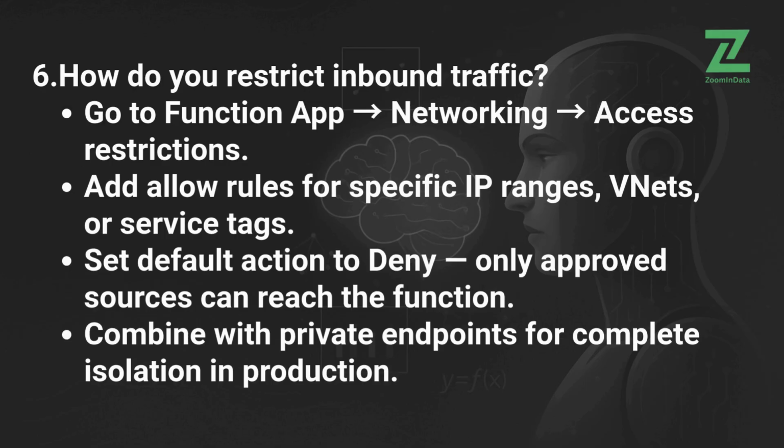How do you restrict inbound traffic? Go to Function App, Networking, Access restrictions. Add allow rules for specific IP ranges, VNets, or service tags. Set default action to deny, so only approved sources can reach the function. Combine with private endpoints for complete isolation in production.